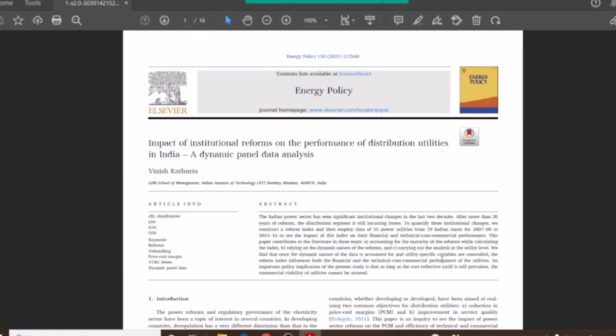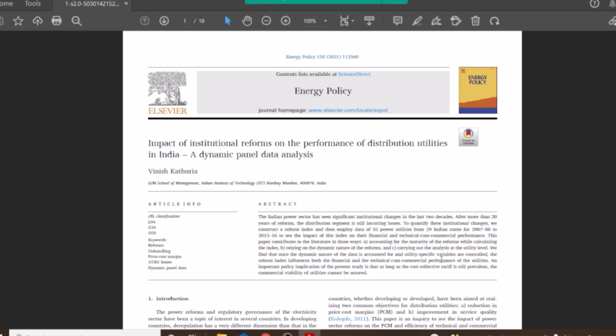Here it is. The first thing one needs to do is read the title of the paper, the authors, the date of publication, and the journal in which it is published. In my case, the title is Impact of Institutional Reforms on the Performance of Distribution Utilities in India, a Dynamic Panel Data Analysis. So, by reading the title of the paper, I come to know that it is about the performance of distribution utilities and the impact of institutional reforms on the performance. And the country that it is covering is India, and it is a panel data analysis.